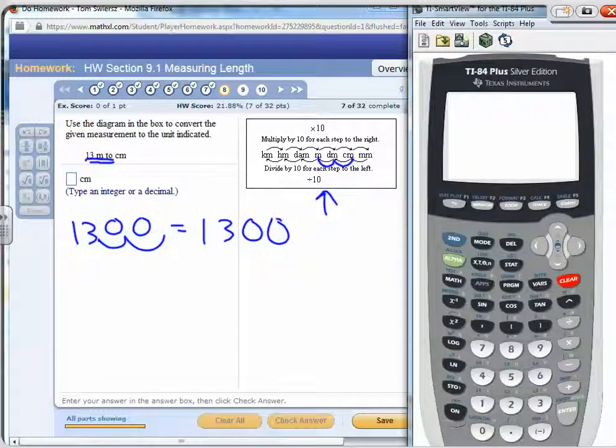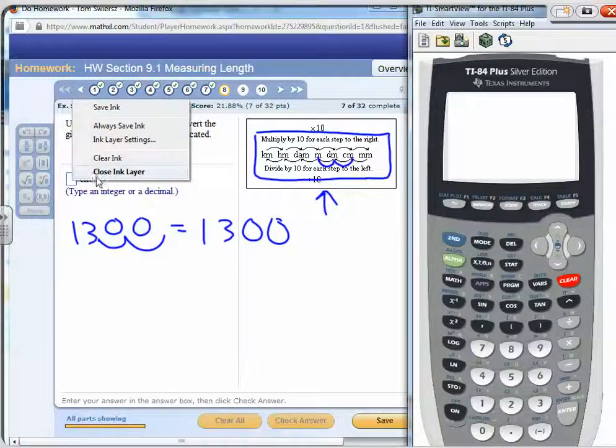Again, you just count the number of steps, jumps over from this chart, and you move it in the same direction. From meters to centimeters is from left to right, so we move our decimal from left to right, so we get, again, a bigger number. Again, centimeters is smaller than meters, so we need more centimeters because it's a smaller unit. More centimeters will be equivalent to a smaller number of meters, which is a bigger unit. Okay? So the answer is 1,300 centimeters.